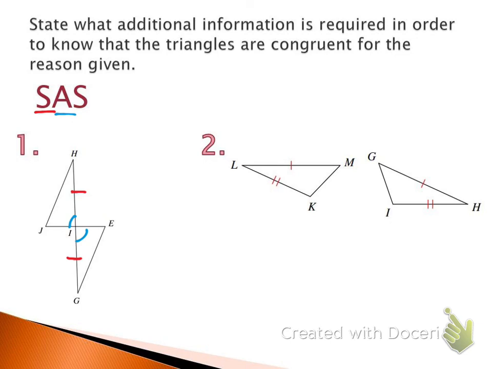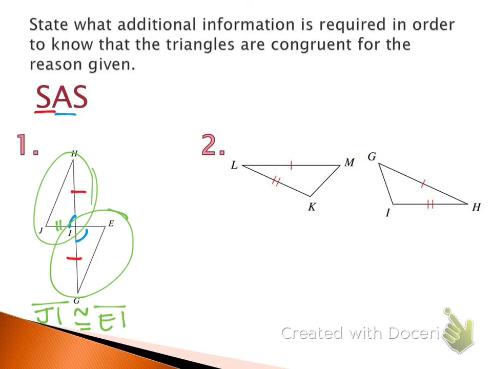Why do you have one thing named? What does that have to be congruent to? So show me on the picture, what needs to be marked congruent on this first picture to have side angle side? JI. So why didn't we write JI? JI has to be congruent to something else on my second picture. EI. That's the answer.